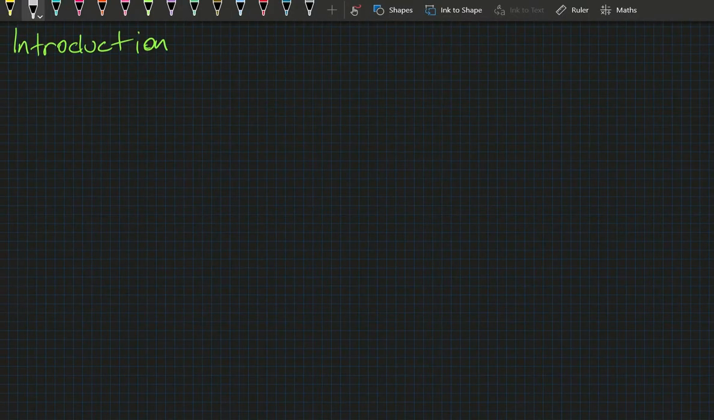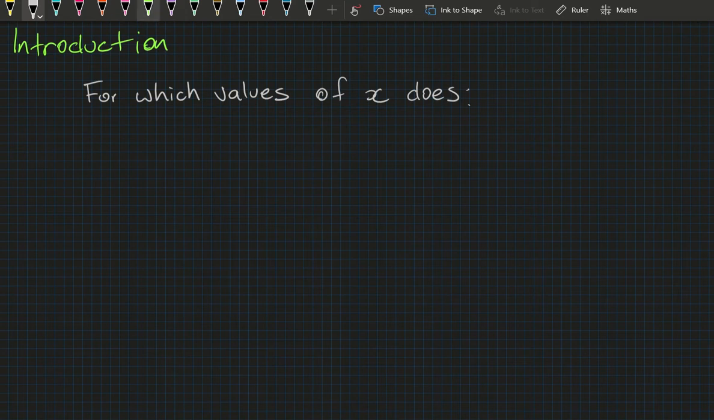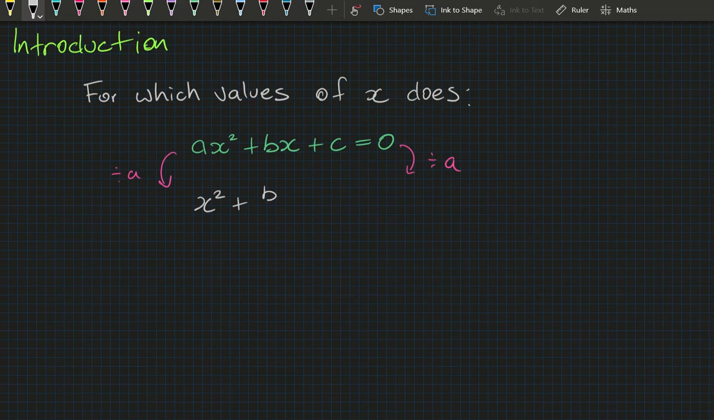We've been solving quadratics with 2 methods, but generally speaking, for which values of x does a times x squared plus b times x plus c equal 0? So if I was to divide both sides by a, well, ax squared divided by a is x squared, bx divided by a is b divided by a x, c divided by a is c divided by a, and 0 divided by a is still 0. And because b divided by a divided by 2 equals b divided by 2a, and b on a divided by 2 is equal to b on 2a.